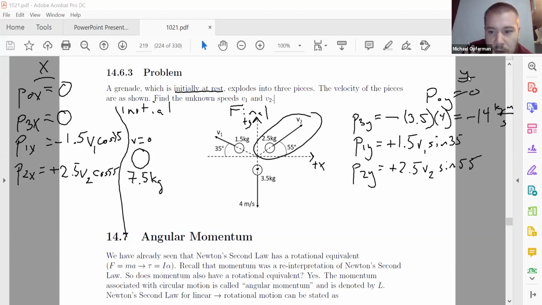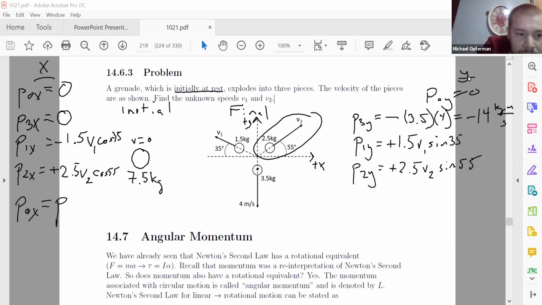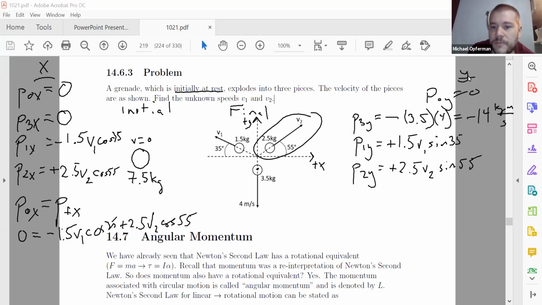So I'm not going to try to write that in one line right now because that's going to be kind of a bear to write down. So let's just do the whole thing at once here. Next thing we need to do is set initial momentum x equals final momentum x. That's my conservation of momentum equation. So initial momentum 0, final momentum, we've got 0 minus 1.5 v1 cos 35 plus 2.5 v2 cos 55. So there's my x conservation of momentum equation.